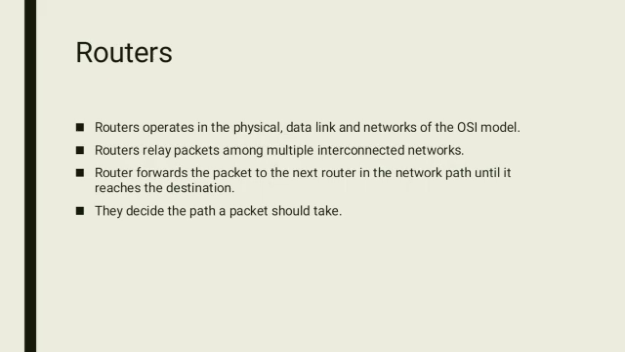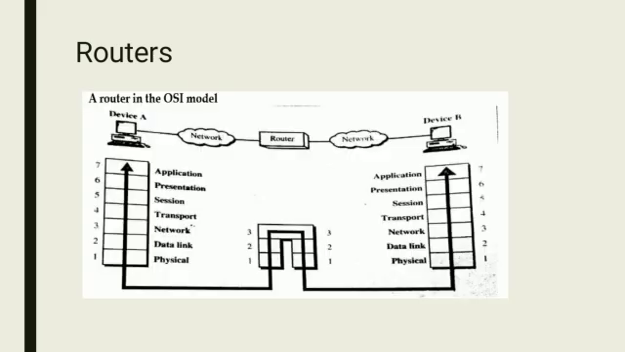Routers operate in the physical, data link and network layers of the OSI model. Routers relay the packet among multiple interconnected networks. Routers forward the packet to the next router on the path until it reaches the destination. They decide the path the packet should take.